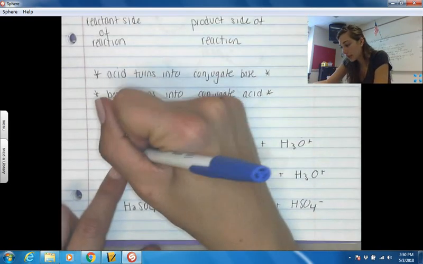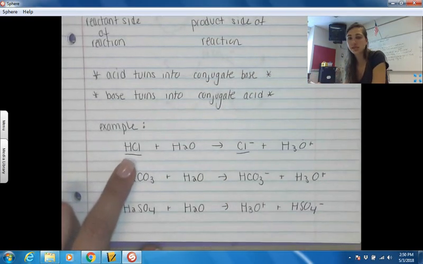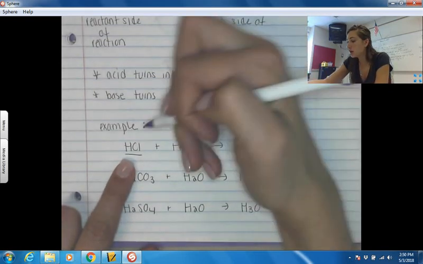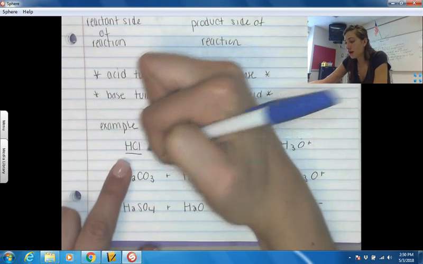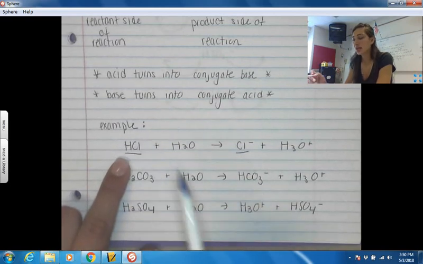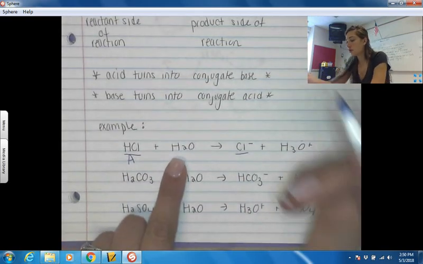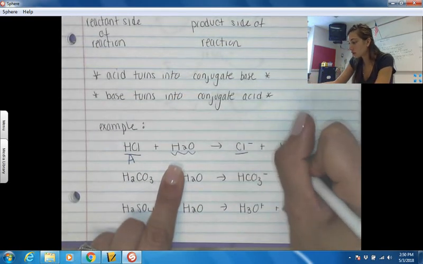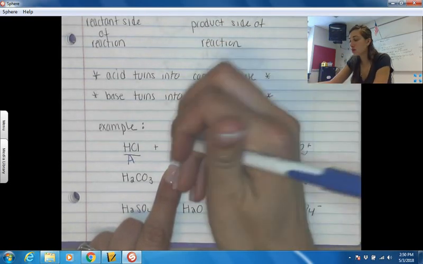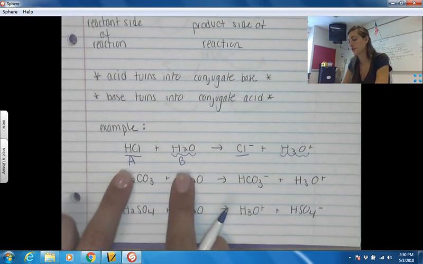Here, we want to compare hydrochloric acid to what it looks similar to on the product side. So that is our Cl. And if we use our Bronsted-Lowry definition, we know that when a compound loses a proton, so loses a hydrogen, it means that it's our acid. Okay? Now, if we look at water compared to what it looks similar to, our hydronium, here we gained a proton. So that is the Bronsted-Lowry definition of a base. So here's our acid and here's our base.